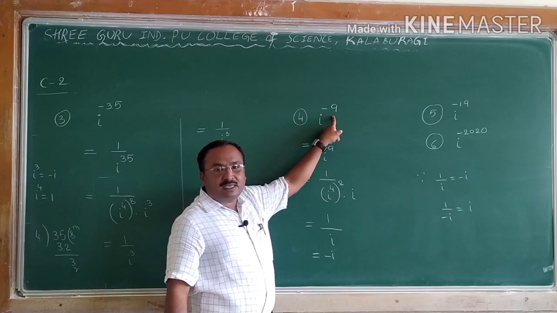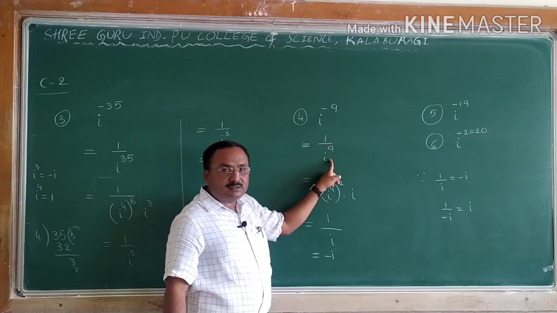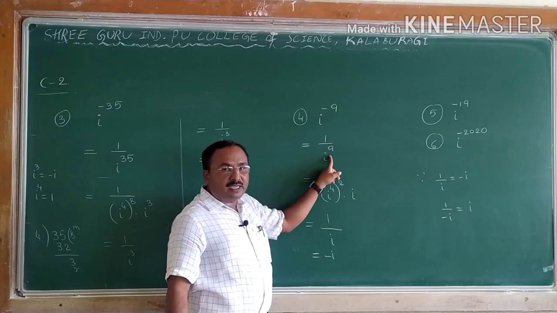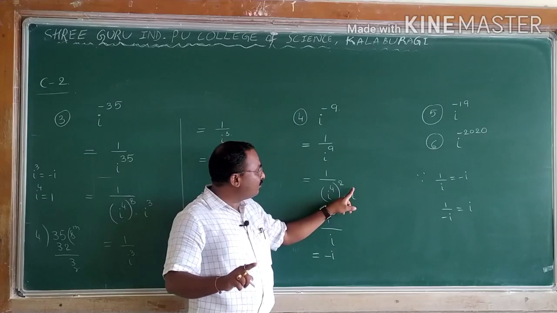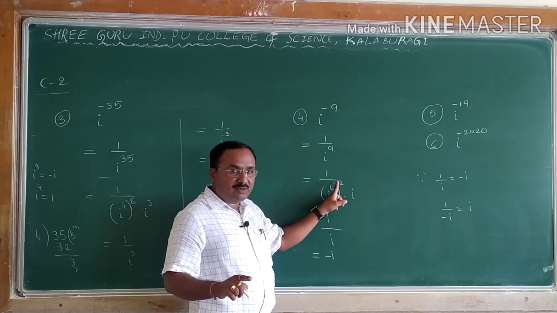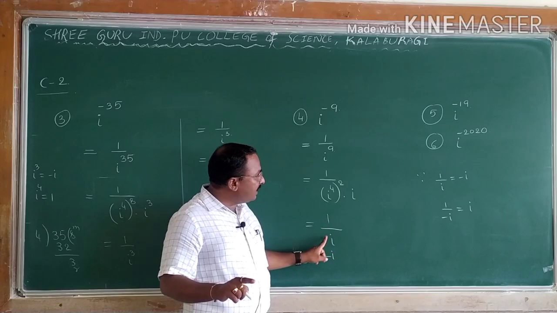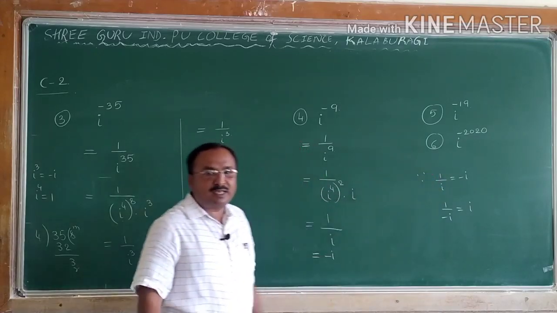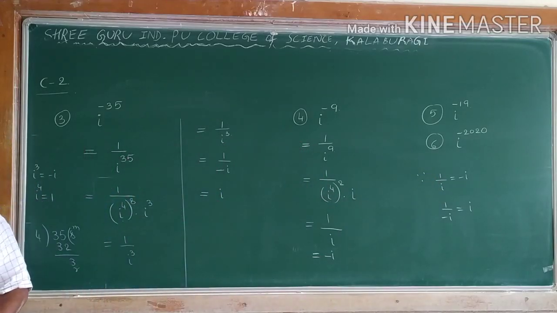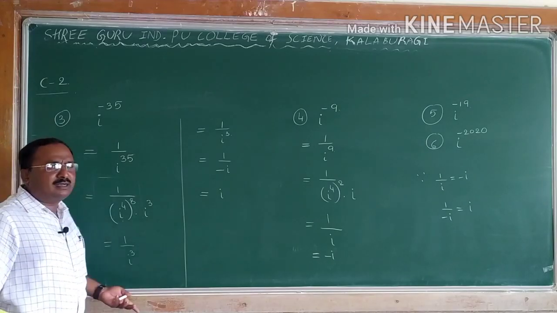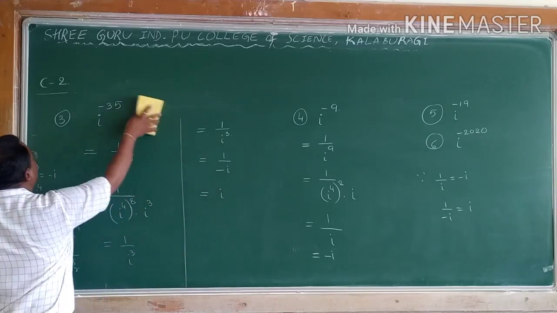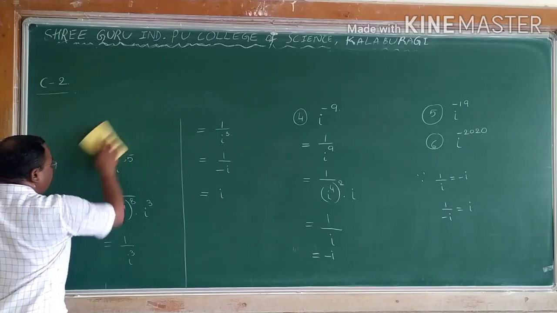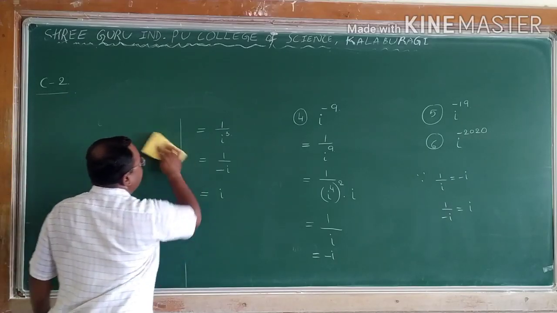Next, i power minus 9. Make it positive, i power plus 9. 4 2s are 8, remainder is 1. This value is always 1. 1 into i. 1 by plus i is what? Minus i. Refer to the note. Clear? In the annual examination, direct one understood. Here as practice: 1 by plus i is minus i, 1 by minus i is plus i.